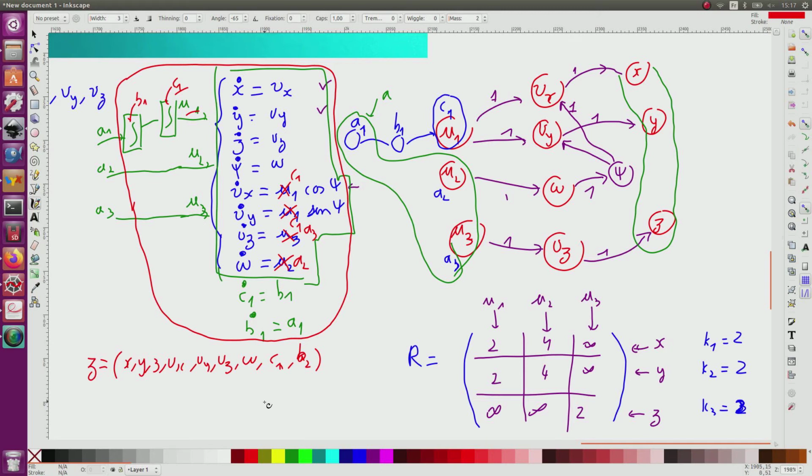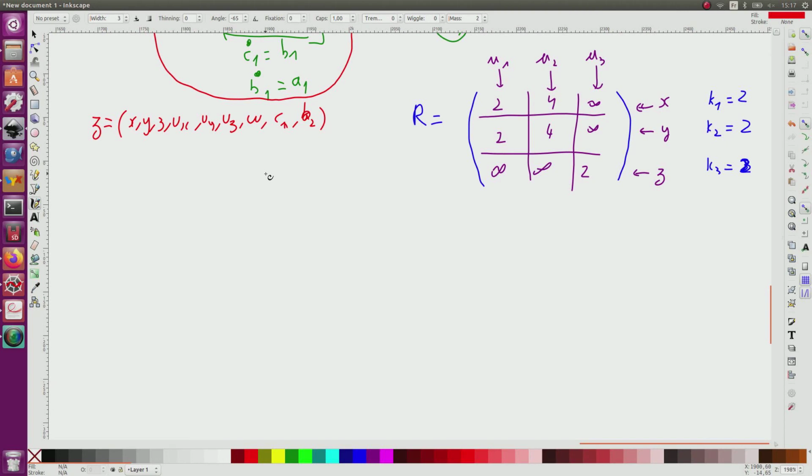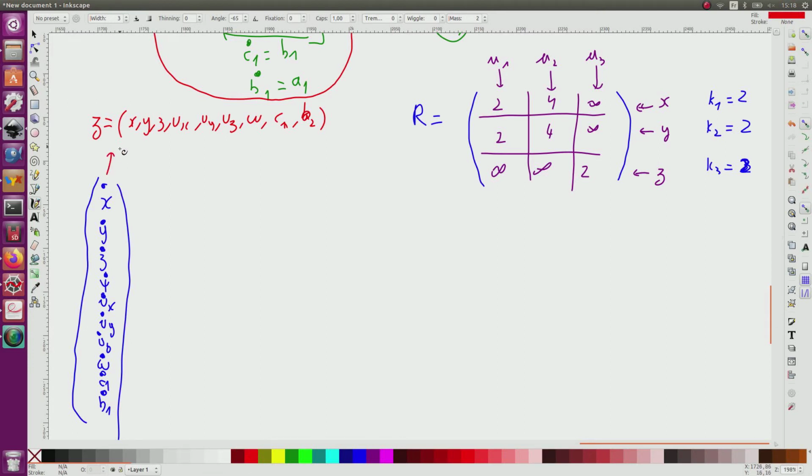So in this case, if I rewrite using a vector field notation, I can write the state equation like this. So x dot, y dot, z dot, vx dot, psi dot, I have forgotten, vx dot, vy dot, vz dot, omega dot, c1 dot and b1 dot. So this corresponds to z dot.